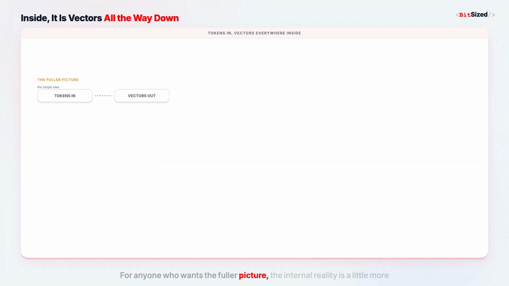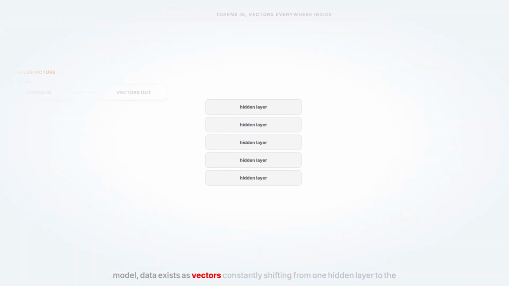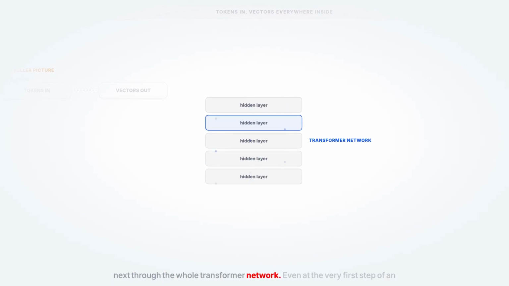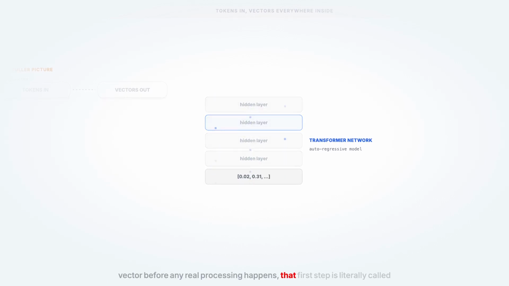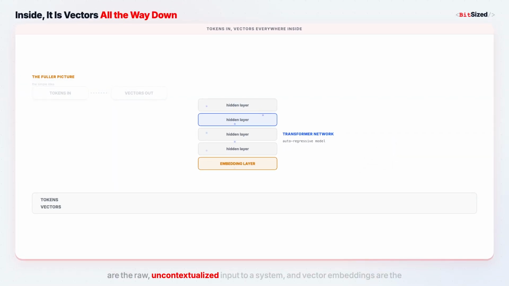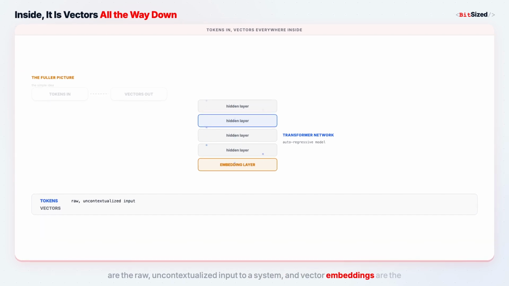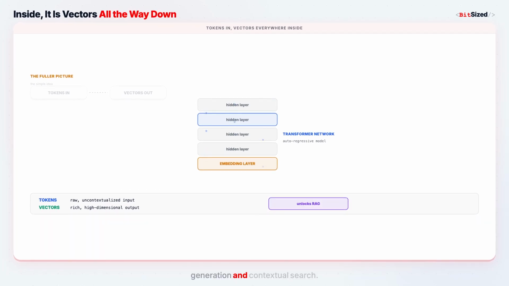For anyone who wants the fuller picture, the internal reality is a little more layered than the simple idea of tokens in, vectors out. Inside a large language model, data exists as vectors constantly shifting from one hidden layer to the next through the whole transformer network. Even at the very first step of an autoregressive model, incoming tokens get mapped to an initial embedding vector before any real processing happens. That first step is literally called the embedding layer. But for everyday understanding, this rule holds up. Tokens are the raw, uncontextualized input to a system, and vector embeddings are the rich, high-dimensional output that unlocks things like retrieval-augmented generation and contextual search.